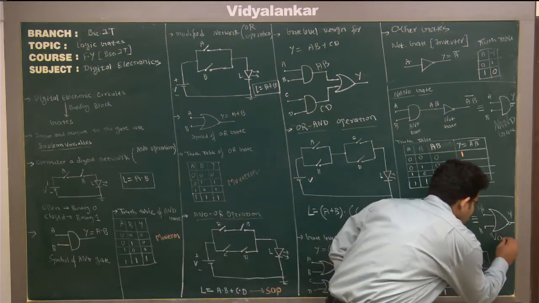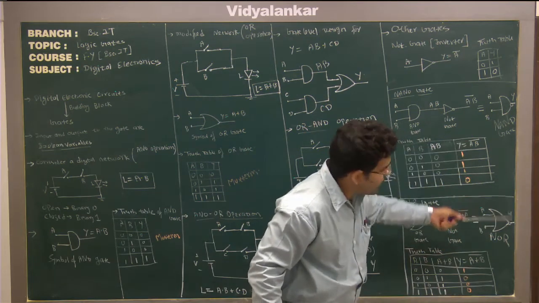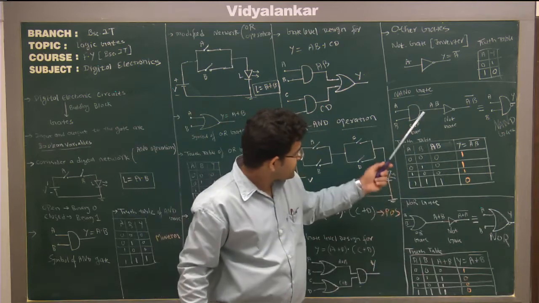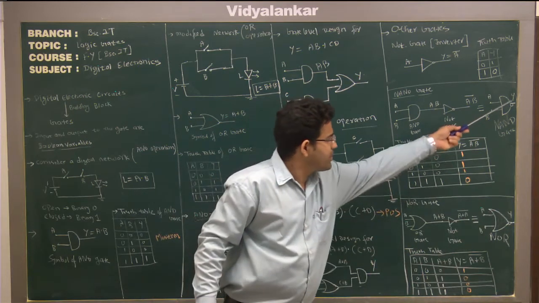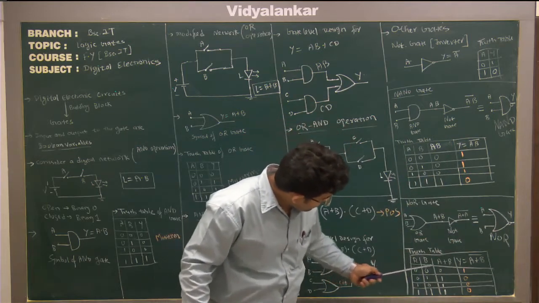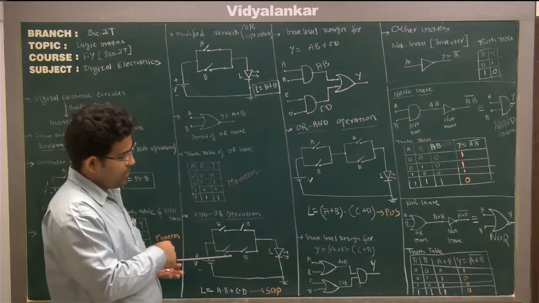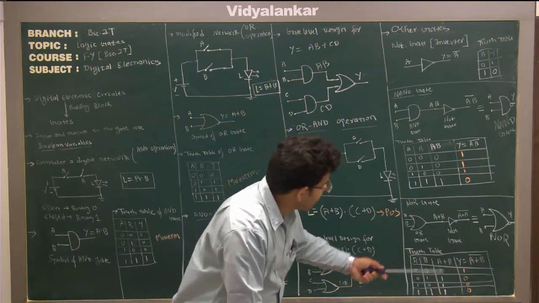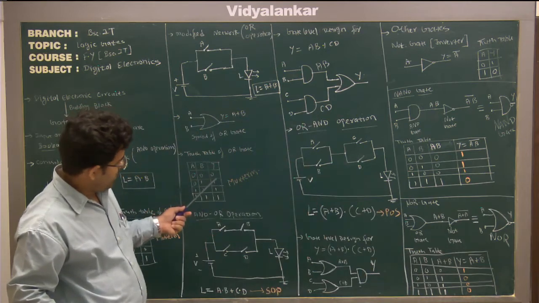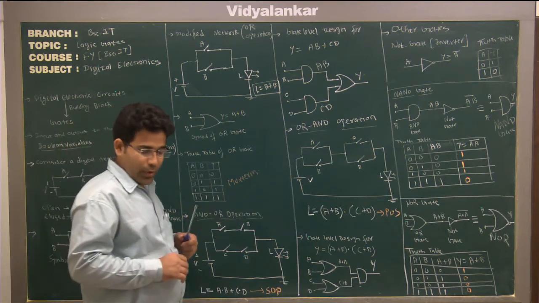So this is my symbol of NOR gate. See the bubble at the end. This bubble indicates NOT gate. NOR means OR plus NOT. This bubble indicates NOT gate for both the circuit. And this is the truth table. Again, you can see this truth table is complemented or inverted from here. This is OR, just inverted. 0 will become 1, 1 will become 0, and so on.